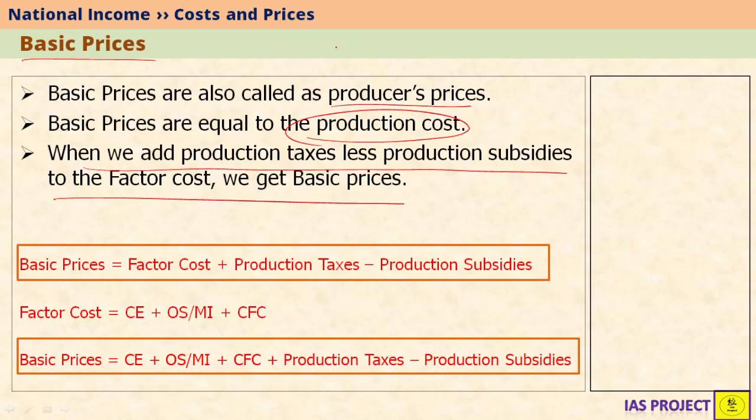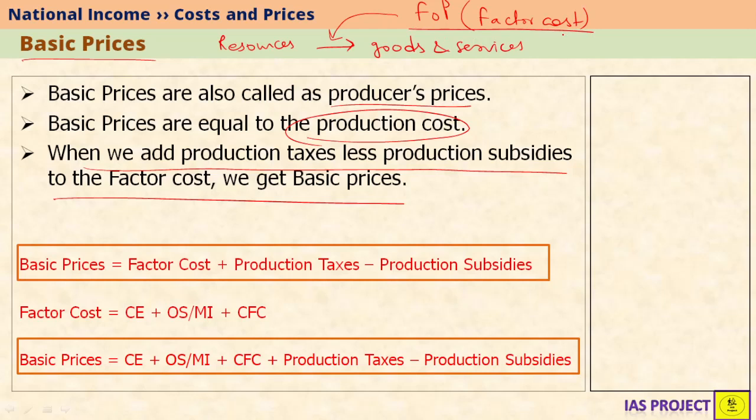So let's look at what happens in a production. In a production, resources are transformed into goods and services, because certain inputs are made by factors of production. And these factors of production get some return or some payment, which is called factor cost. However, this factor cost does not include payments to governments.